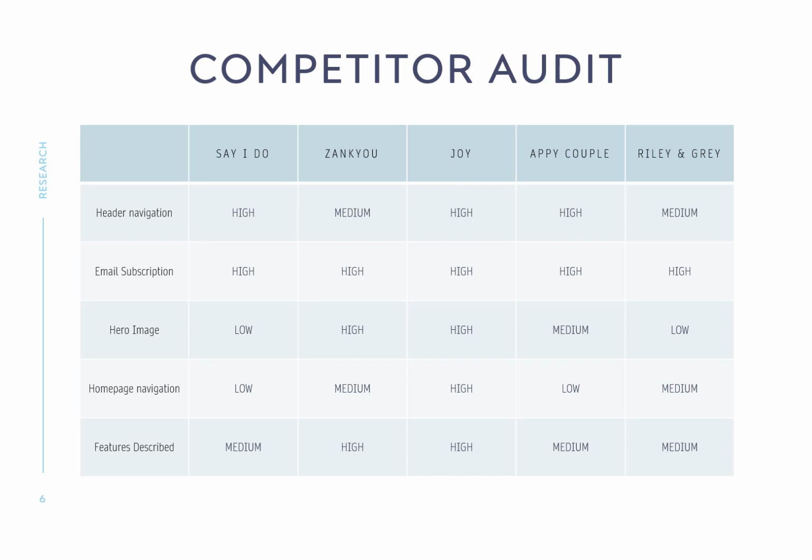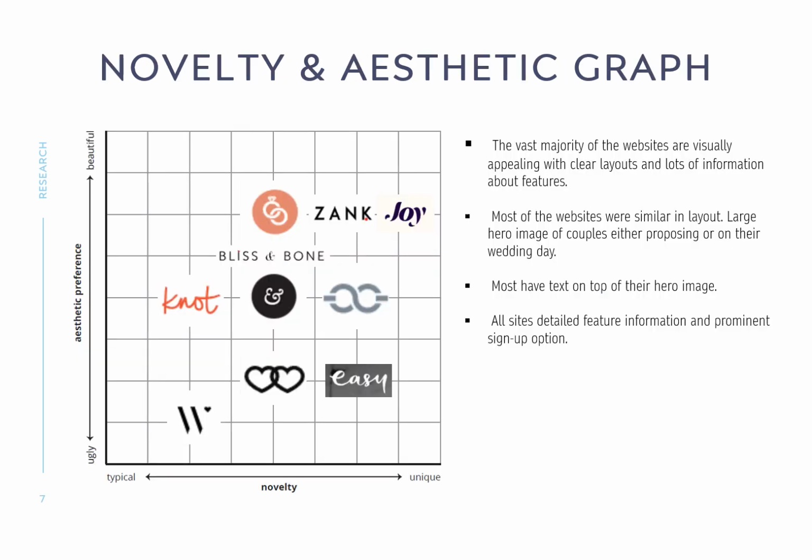As you can see, all of the websites that were looked at in the competitor audit were fairly similar to each other, with the only real exception being their use of hero imagery. When looking at all the competitors on the novelty and aesthetic graph, you can see that most of them are tightly packed in the center because all of their features and descriptions and even their imagery is very similar. The only real outlier being the website Joy, which had a much more interactive and interesting way to describe their features.